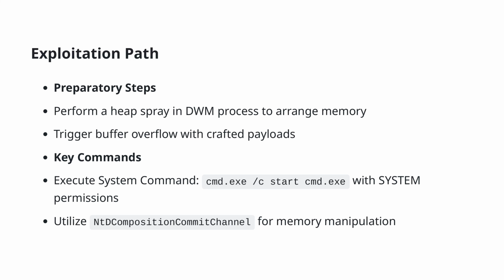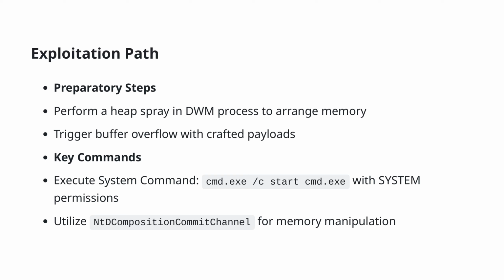On this slide, we're going to explore the exploitation path for a vulnerability that could lead to code execution with elevated privileges. The process begins with preparatory steps involving a technique known as a heap spray in the Desktop Window Manager (DWM) process. This ensures the memory is arranged in a specific way that facilitates the exploitation. Following this, an attacker would trigger a buffer overflow using carefully crafted payloads designed to take advantage of the miscalculations we previously discussed. Once the preparatory steps are completed, key commands are used to execute a system command.